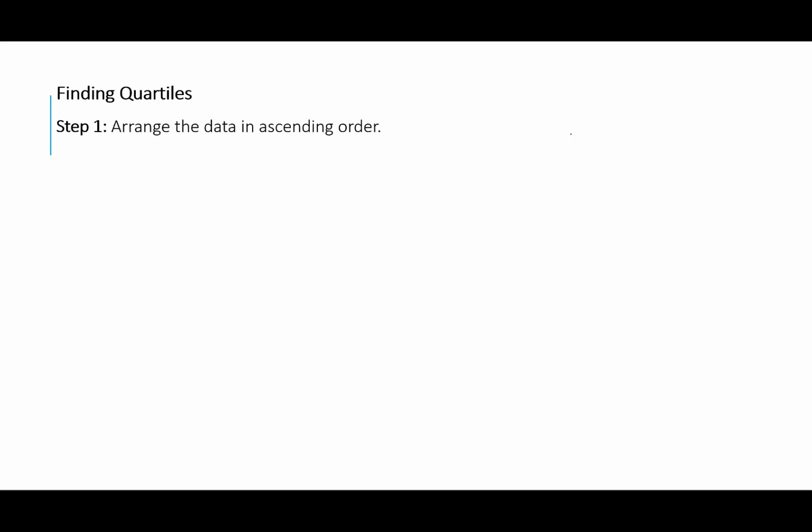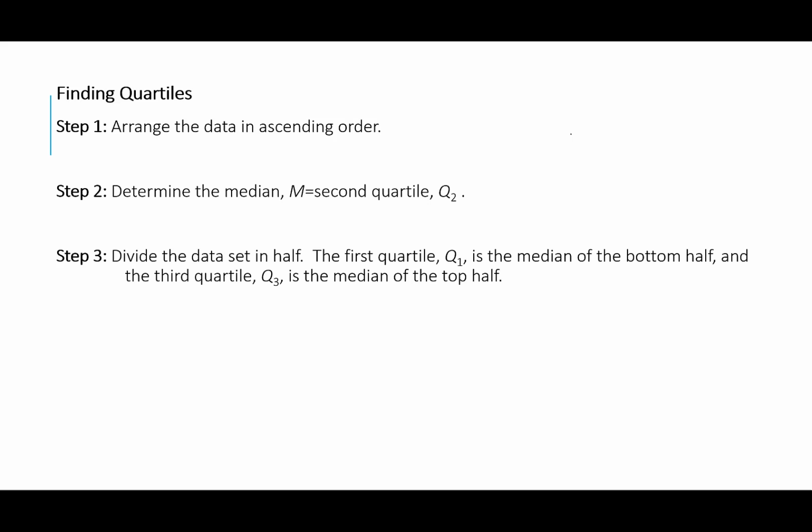To find the quartiles, we need to do a few steps. The first step is to arrange the data into ascending order. Then we want to find the middle, so we find our median, and that's going to be Q2. From there, half of the data is below and half of the data is above. In the bottom half, we find the middle of the bottom half, and that's our Q1, and then we find the middle of the top half, and that's Q3. So let me show you what that looks like.